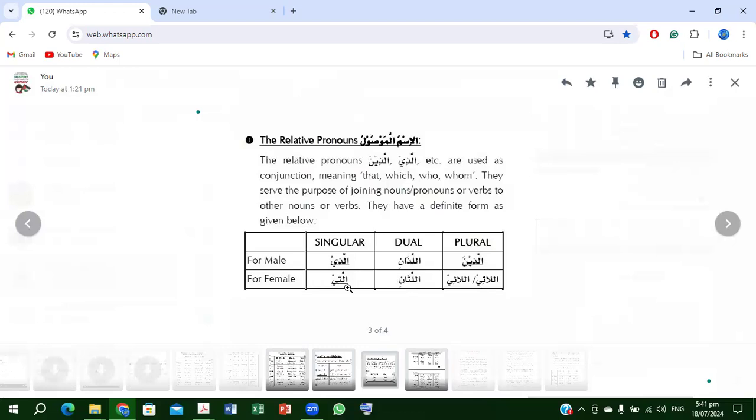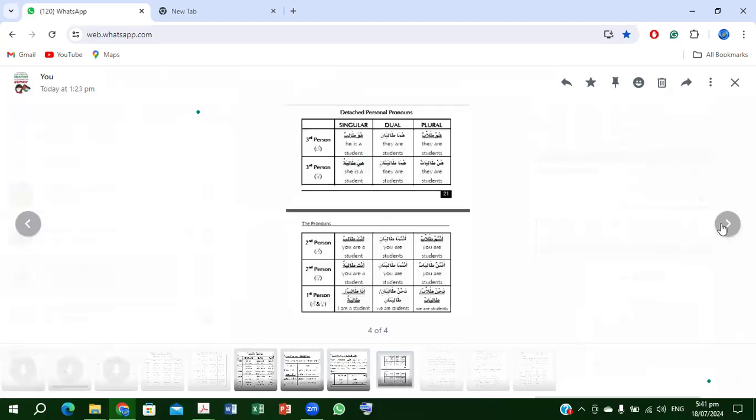So alladhi, alladina are the most common. Allati also comes for female, right? So I hope it's clear, inshallah.